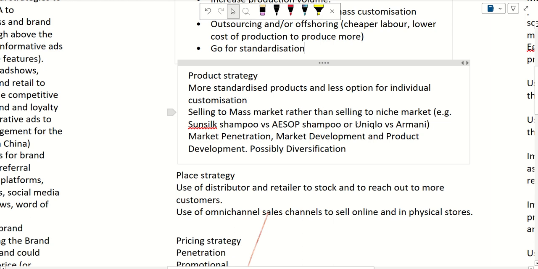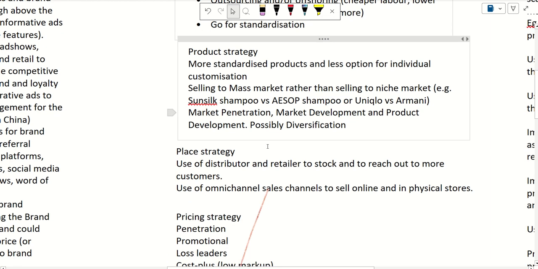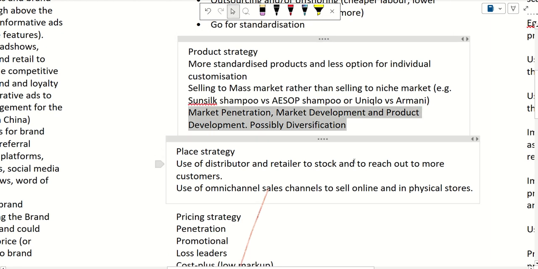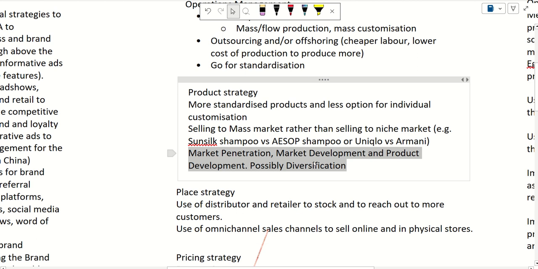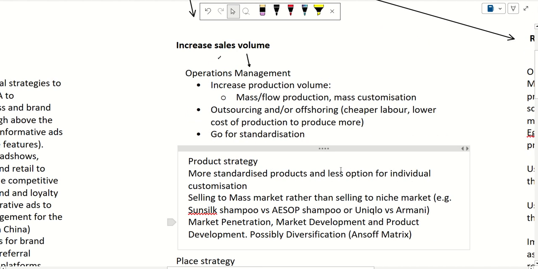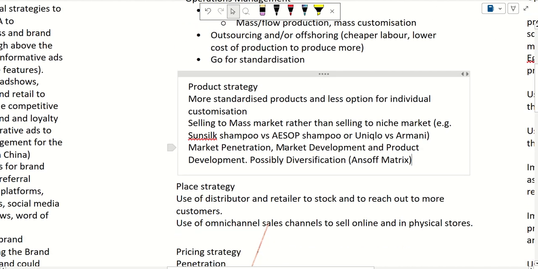So I give you some examples, right? Uniqlo and Armani. Okay, and you notice I actually wrote this here. This is under Ansoff, right? Ansoff matrix. So just in case you forgot. Okay. Most of the time, all the Ansoff matrix business development strategies do look at sales volume, and they want to enhance sales volume. So market penetration is increasing your market share in the industry, right? So when you want to increase market share, it means that you are increasing your sales volume, okay? So that you can increase your market share, right?